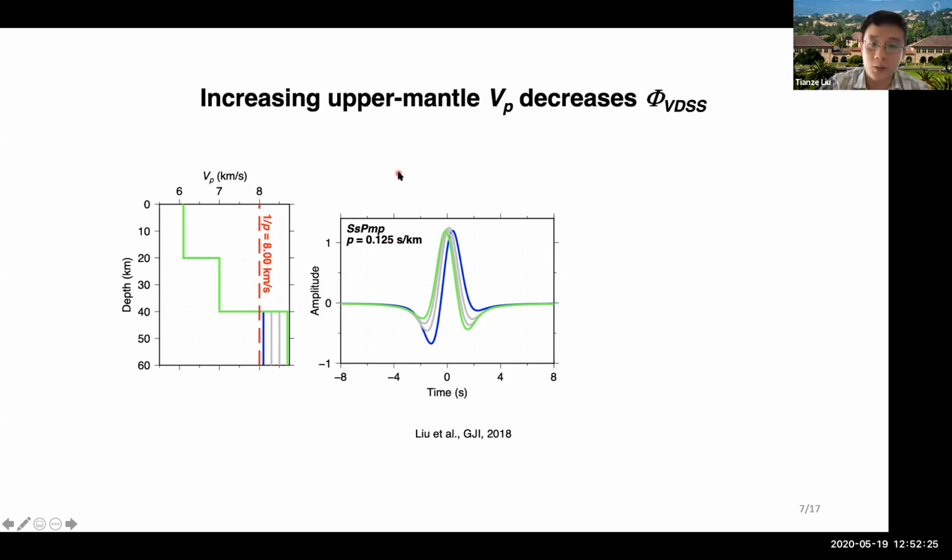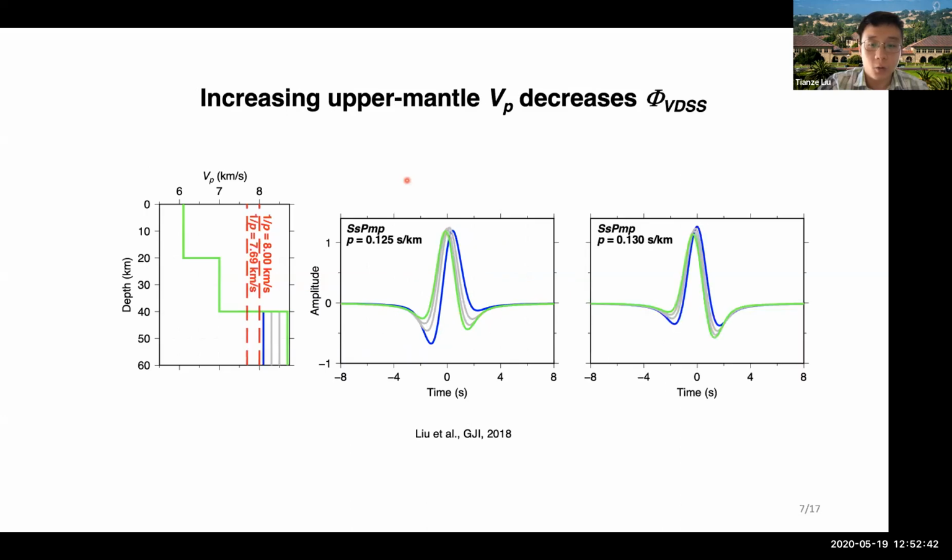And we care about the upper mantle VP because it is a very important feature that can help us infer the property of the upper mantle. And we did a further set of synthetic tests with a higher ray parameter, which makes the reciprocal of the ray parameter, 1/p, lower. In this case, we still observe a negative relation between phi VDSS and upper mantle VP.